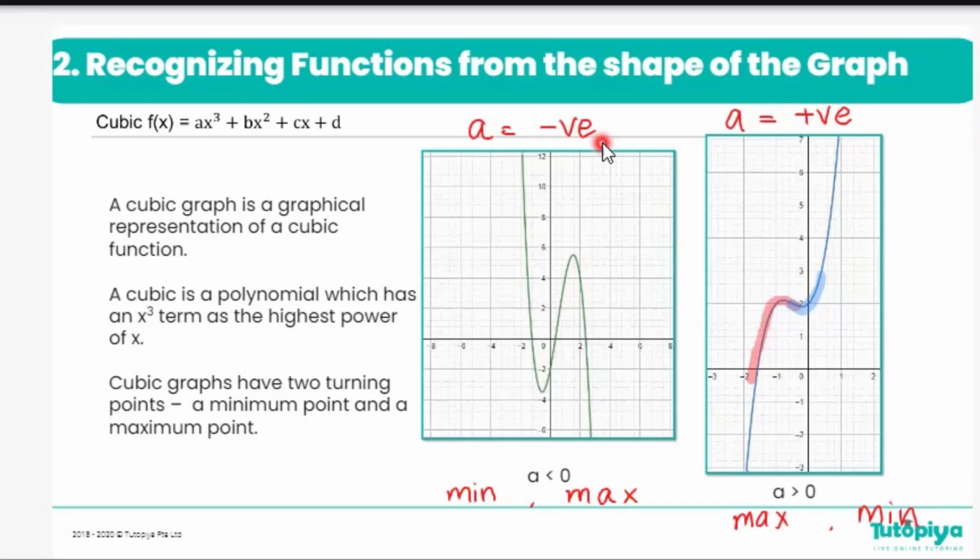So let's have a look at this graph here. Over here, I can see that the first turning point I encounter when I look at the graph from left to right is a minimum turning point. And then afterwards, I would be able to encounter a maximum turning point, making this a negative cubic. So negative cubics have an a that's less than 0, and positive cubics have a value of a that would be greater than 0.